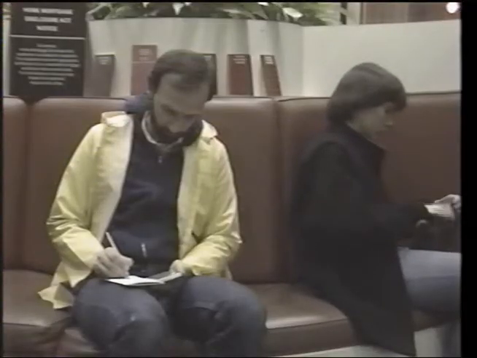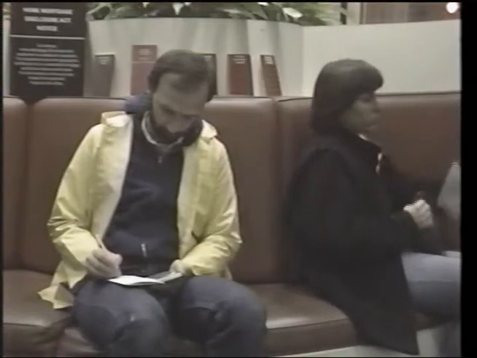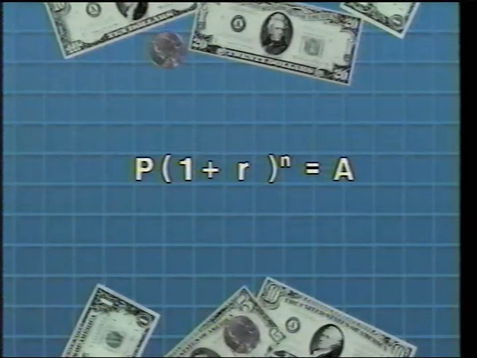Luckily for him, he can use the formula we've developed to figure out his interest over any time period with any interest rate. The general version of this formula for geometric growth is P times 1 plus R to the nth power equals A. P equals the initial deposit or principal.